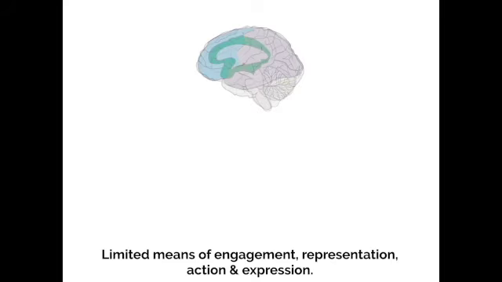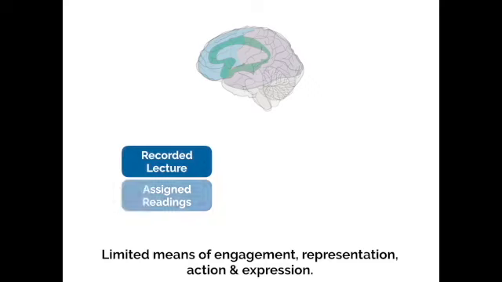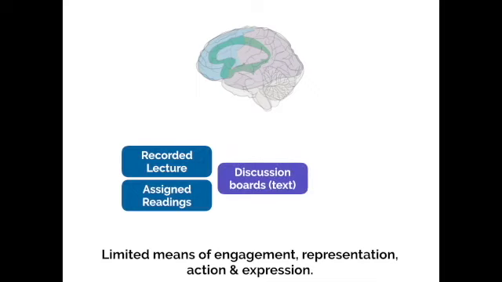So let's look at what happens in an online lecture class in which there's limited means of engagement, representation, action, and expression. The primary means of communication may be recorded lecture and also assigned readings. These form the ways that content is represented for the most part. We might have discussion boards for students to express themselves, and these are text-based. And in terms of motivation, we're primarily driving with grade-based motivators. That's the default.